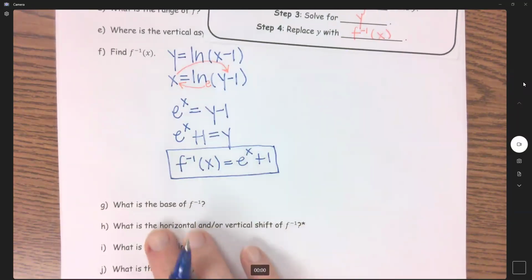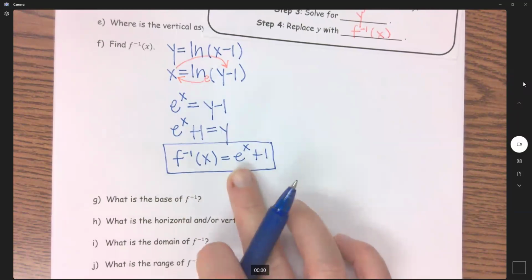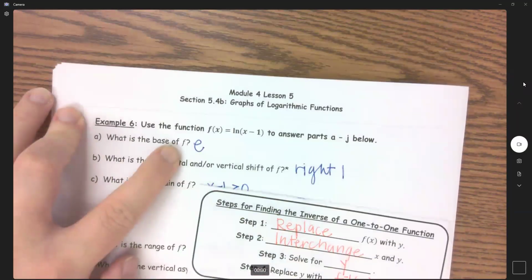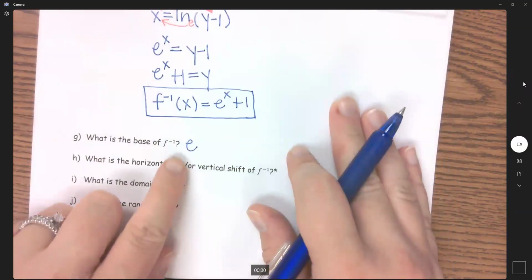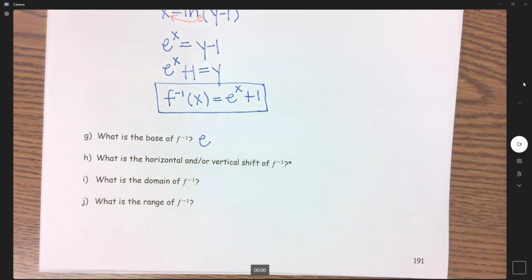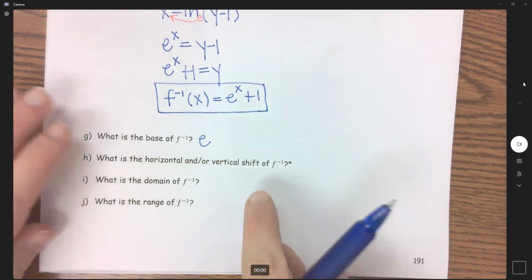So what is the base of my inverse? This is an exponential with a base of e. The base of your function and the base of your inverse will always be the same. We found that out when we were discovering our graphs of logs.